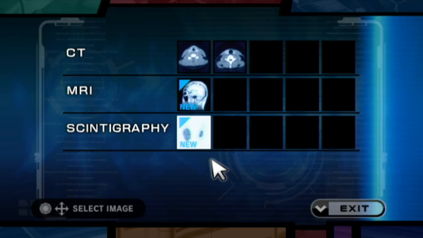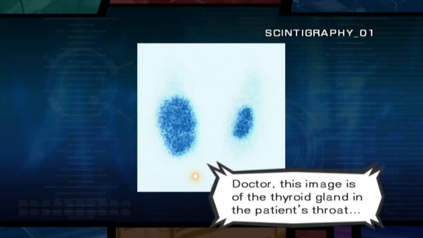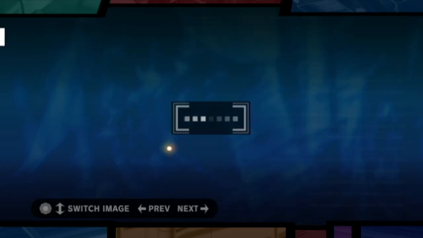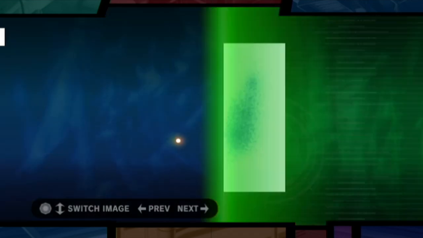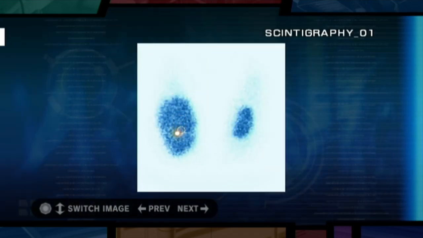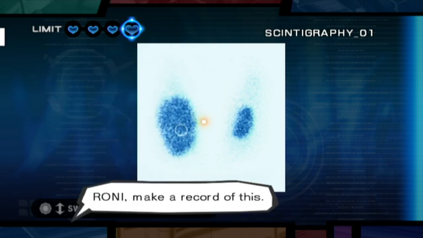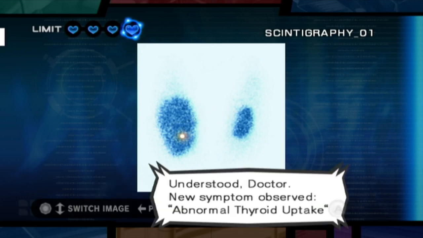Well, let's do the scintigraphy. So, an image of the thyroid gland in the patient's throat shows the uptake of isotopes. Patient's image. Normal image. Oh man, both of them are screwed up. The uptake of radioactive iodine is concentrated in several areas of the thyroid gland. Roni, make a record of this. Understood, Doctor. New symptom observed. Abnormal thyroid uptake.